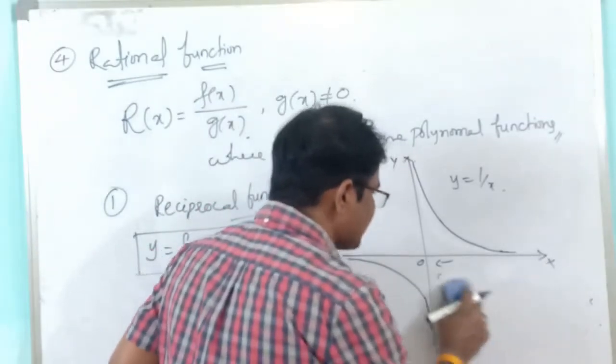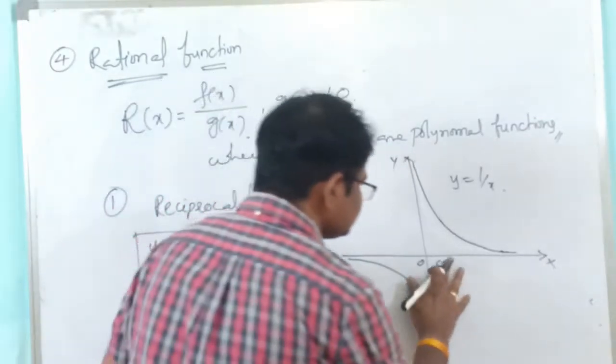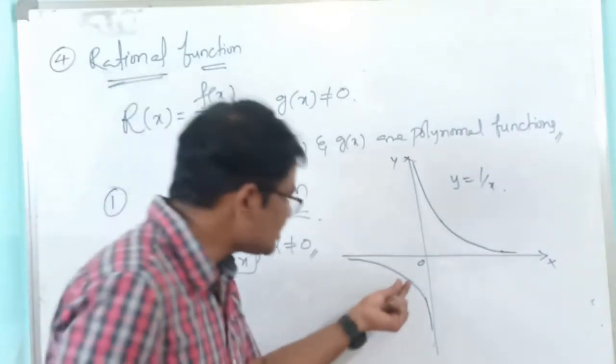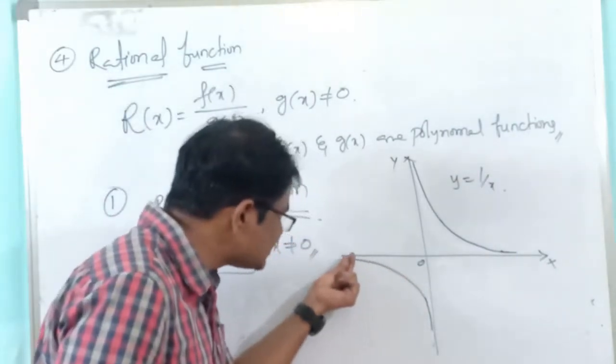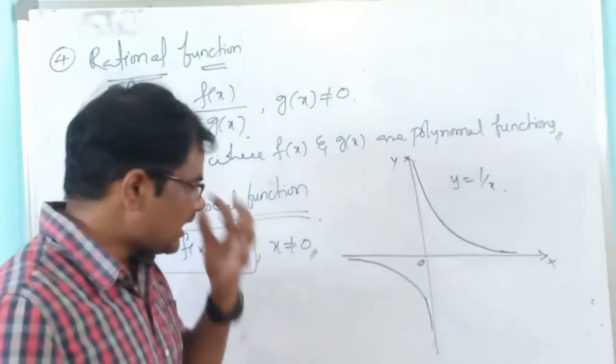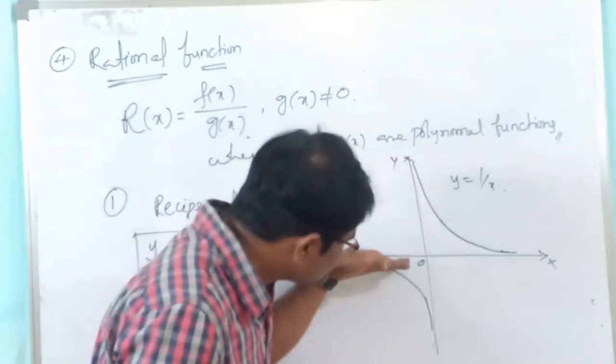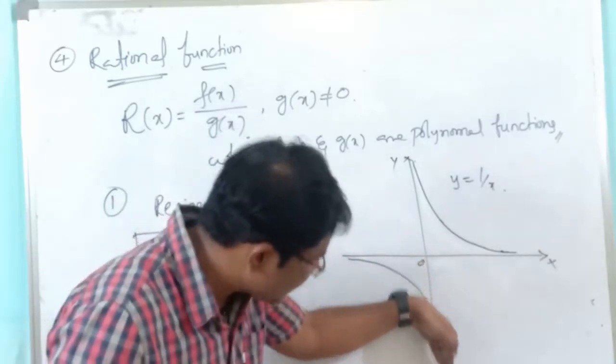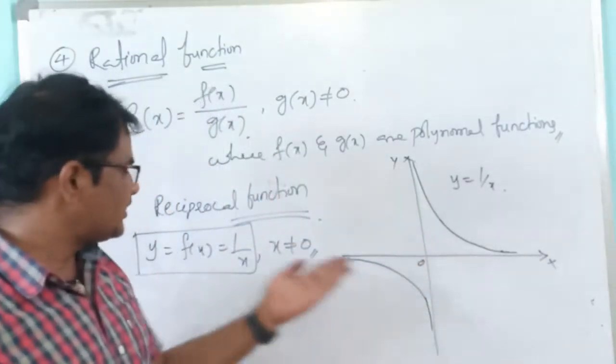Here also same thing. Whenever x approaches minus infinity, functional value approaches 0, but not equal to 0. And whenever x approaches 0 minus, from the left side, f of x approaches minus infinity. Right? You take some values.